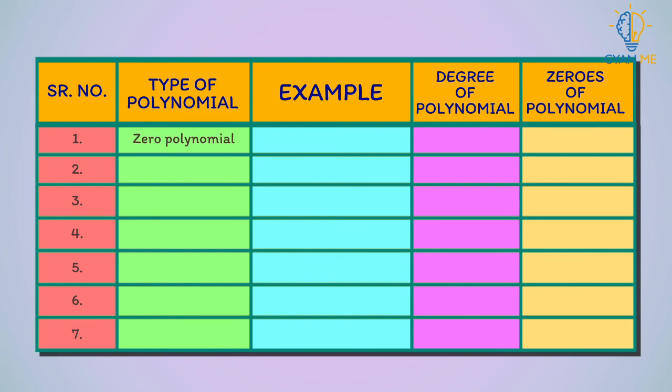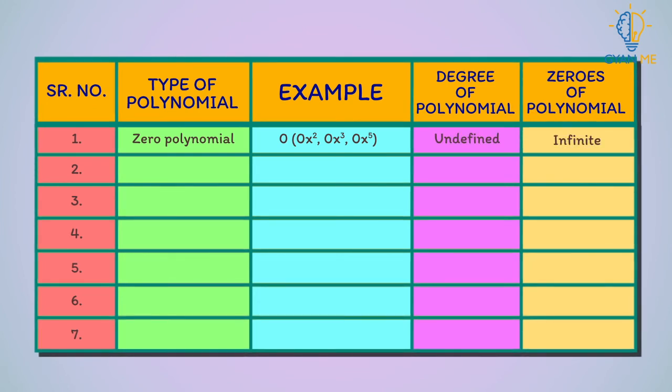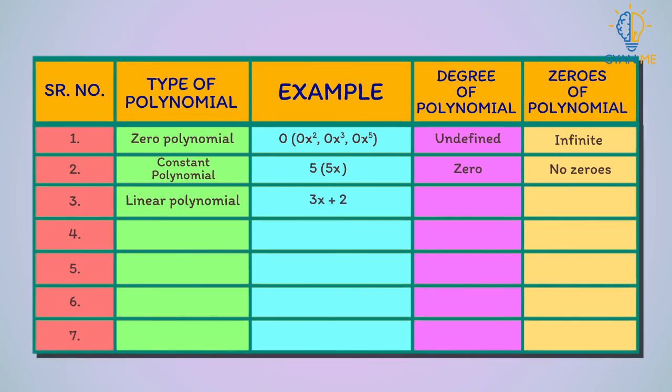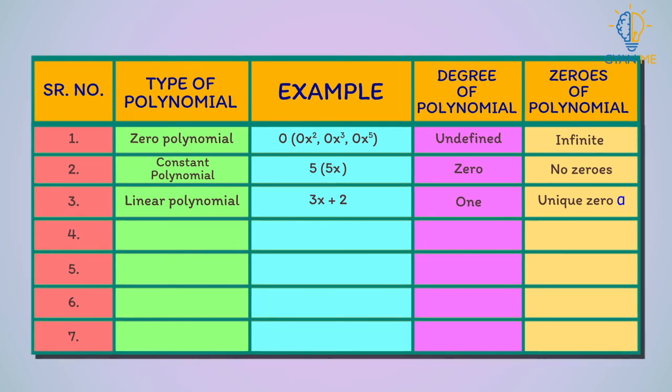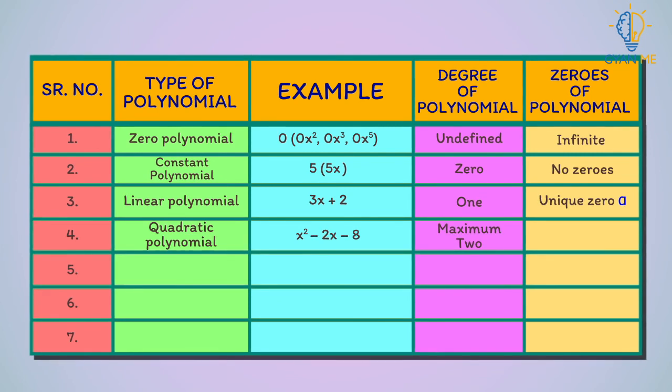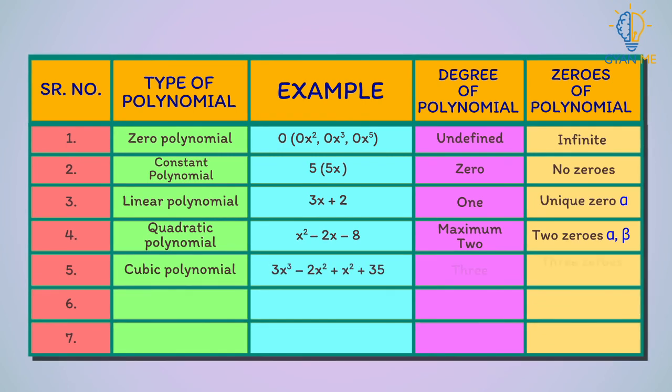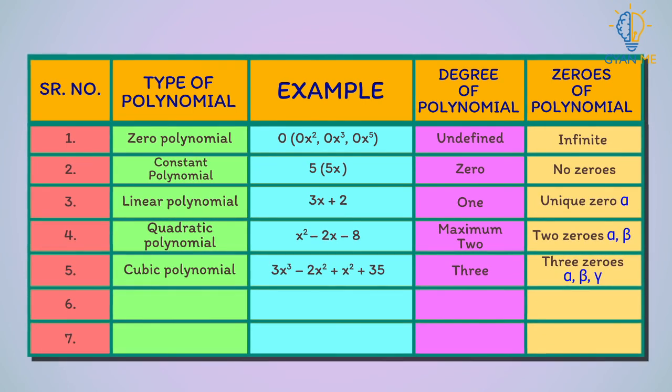Like the zero polynomial, it can take infinite degrees, that is, the degree is undefined. So zeros are also undefined or infinite. For a constant polynomial, we know there is no variable or its degree is 0. Likewise, it has no zero. In case of a linear polynomial, the highest degree is 1, so it will have a unique zero, that is alpha. Similarly, for a quadratic polynomial, that is a polynomial with degree 2, it can have maximum 2 zeros, that is alpha and beta. A cubic polynomial can have 3 zeros, that is alpha, beta and gamma.